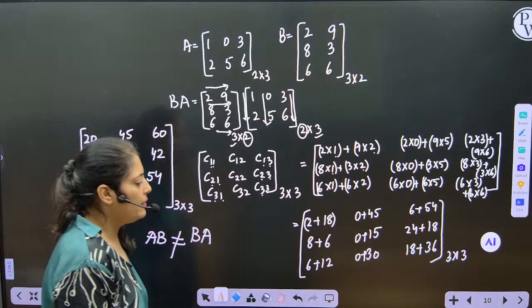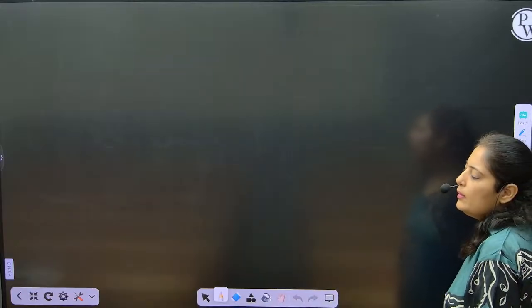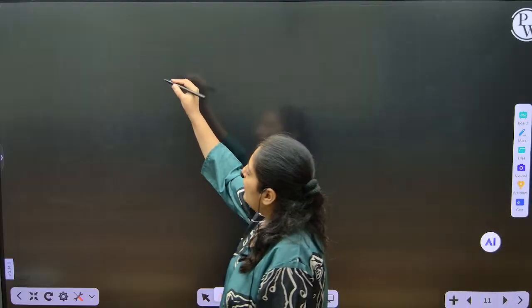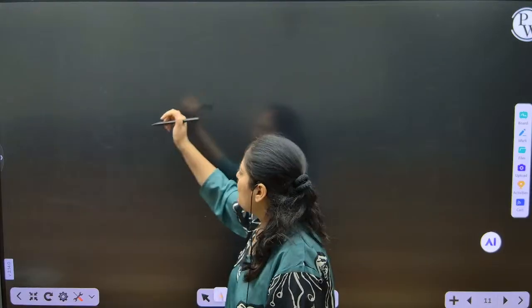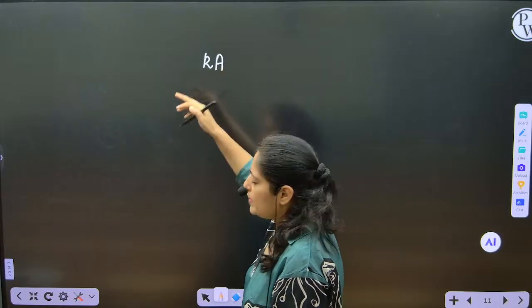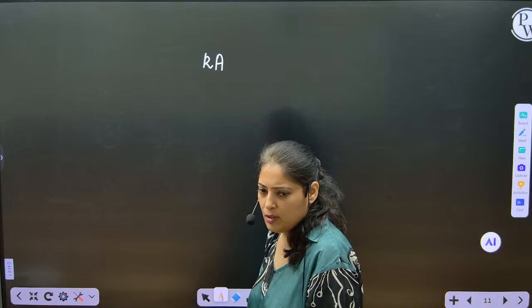All right. Next, if I have to multiply a matrix with a scalar. Scalar means what? A single number only. Suppose any scalar is k. If I am multiplying any matrix with any k, this is a scalar multiplication.